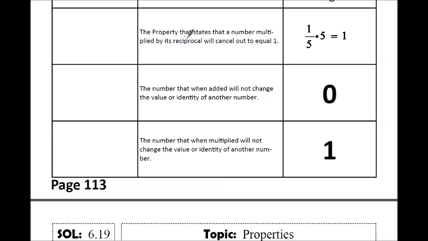The property that states that a number multiplied by its reciprocal will cancel out to equal 1. So I'm going to write 5 as 5 over 1 because that's how we write whole numbers. And we see 1 in the numerator for the first one, and 1 in the denominator for the next one. And so we flip-flop the denominators and numerators. 1 times 5 in the numerator is 5, and 5 times 1 in the denominator is 5, and 5 divided by 5 is equal to 1. So we see that everything ends up canceling out when we multiply by the reciprocal or the flipped version.